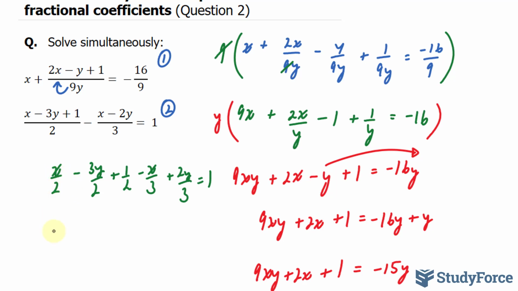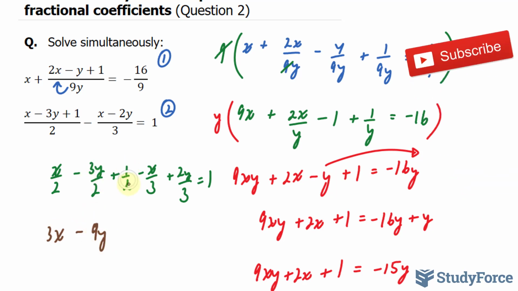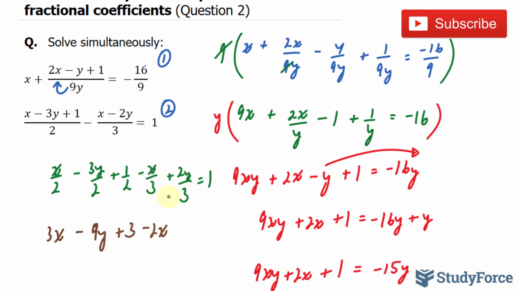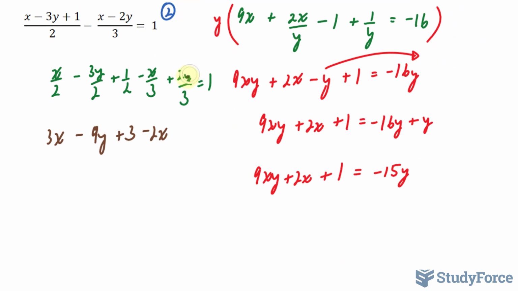Multiplying this by 6, I get 3x. Multiplying this by 6, I get 9y. This by 6 gives me positive 3 minus 2x. 6 times 2y is 12y, divided by 3 is positive 4y, and 6 times 1 is equal to 6. Take a look at this equation and compare it to the one that we have in red here. This one is purely linear, whereas this one is not. And like I mentioned before, we have x times y here, but we don't have that in this equation.